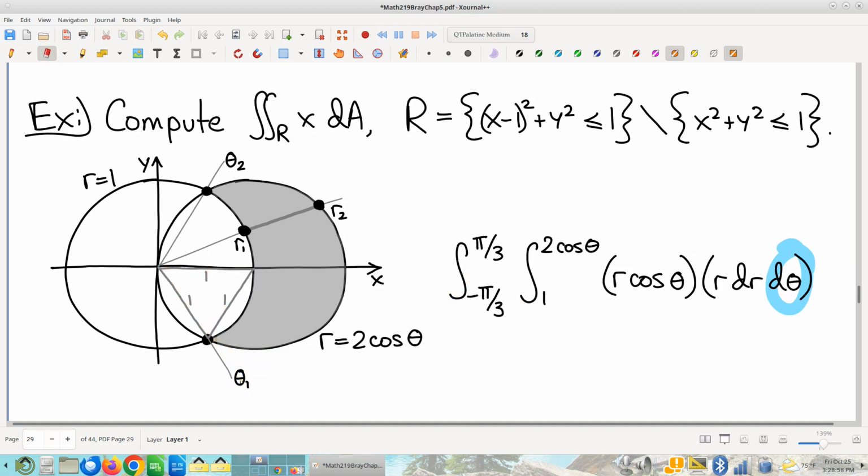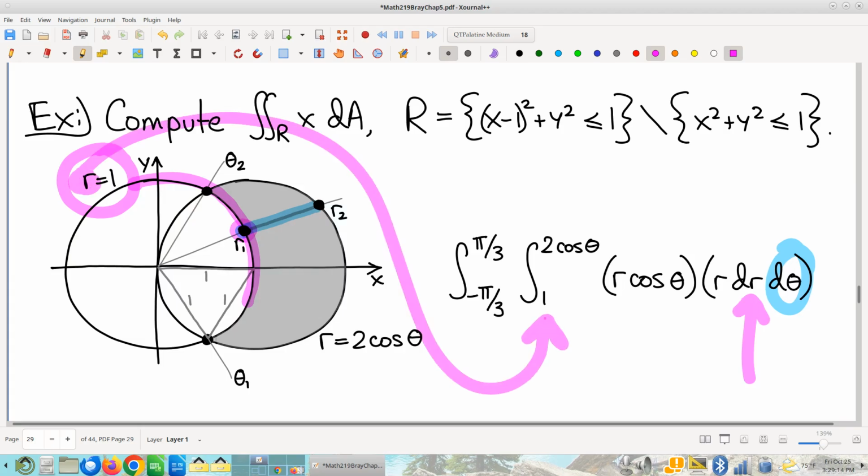Alrighty, well, next part of the problem, let's think about a given theta slice. Well, r is going to start at that point, which is on that curve, which has that equation, looking for r, so we solve for r, and we get 1. No sweat.